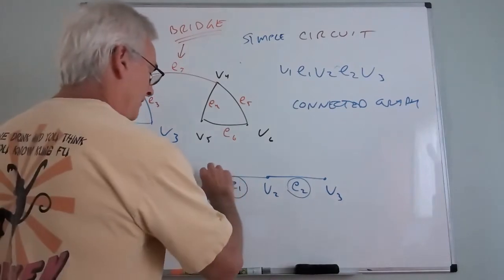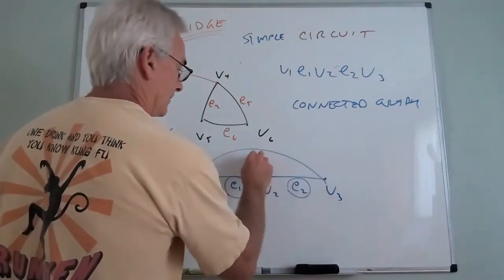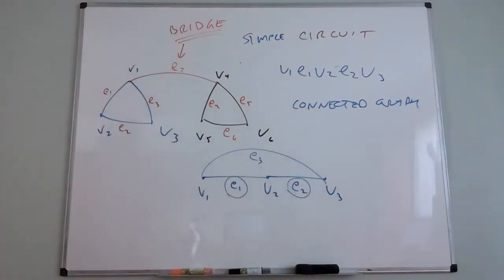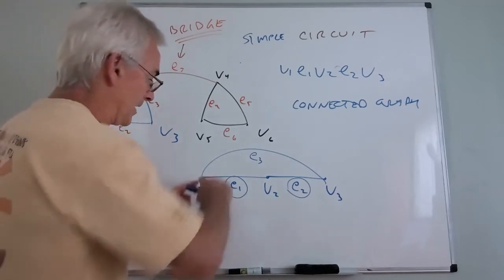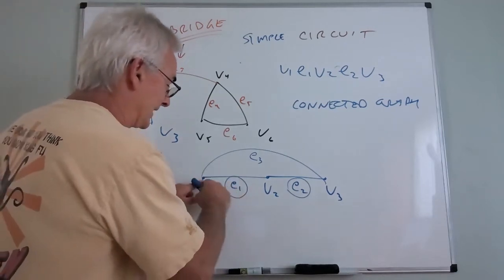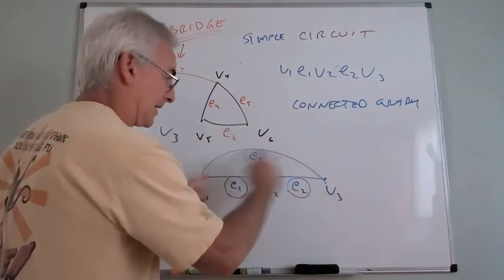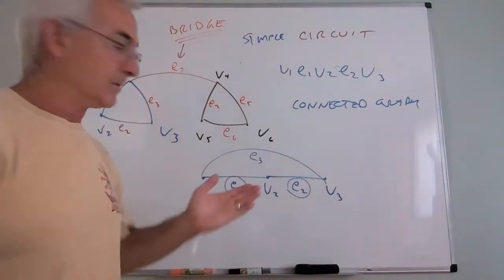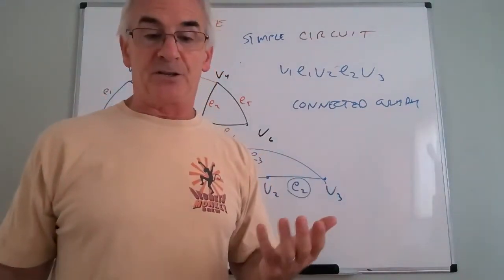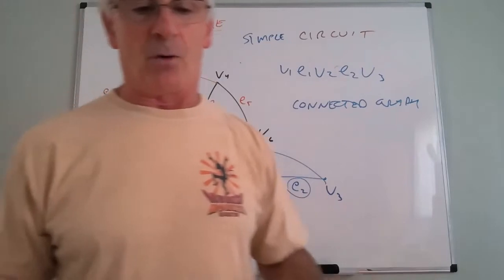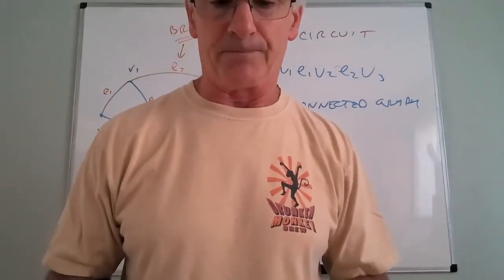Now, what if I throw in one more edge here? Now, are there any bridges? No. No, because if I removed E1, I can still get from V1 to V3. If I removed E2, I can still get everywhere because I've got this other guy. So a bridge is usually a really obvious thing. You don't really have to struggle to see the bridge, okay?